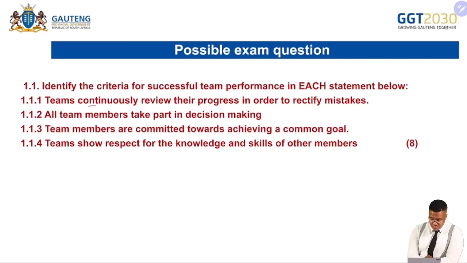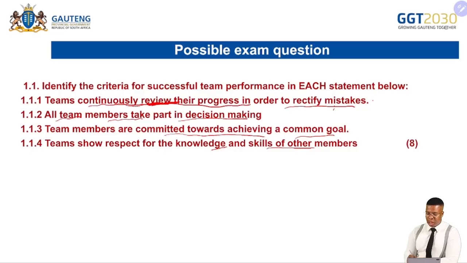So when you're looking into continuously reviewing the progress in order to rectify mistakes, that has to do with communication. And then all team members taking part in decision making, that has to do with what now? Involving everyone, which is cooperation, because they're talking about all members. So the key part here, review: during the review process, you are sitting and talking and communicating. Hence, the criteria there is communication. And then team members are committed towards achieving a common goal. That should be now interpersonal attitudes and behavior. And then showing now respect for knowledge and skills of other members should be shared values.